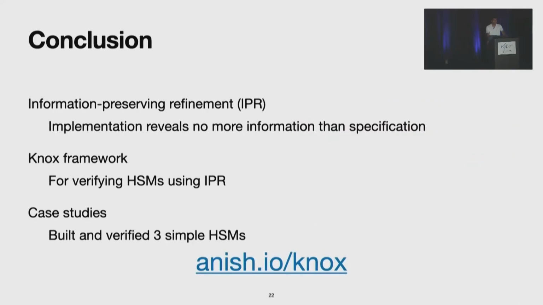So in summary, we presented the definition of information-preserving refinement, which captures the idea that an implementation reveals no more information than its specification allows. We built the Knox framework and then did some case studies where we built and verified HSMs. For more information on Knox, see the link at the bottom of the screen. We also have code there for the framework, our 3 example HSMs, and a bunch of simpler examples that I strongly encourage you to take a look at if you want to see what emulators and drivers and specs look like for our HSMs. So that's Knox, and I'm happy to take any questions.